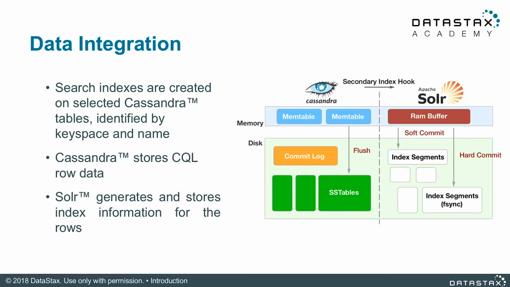Search indexes are created and selected on Cassandra tables, which are identified by key space and name. Index configuration drives what is searchable and how it can be searched and queried. This is highly customizable and able to be modified directly through CQL. Cassandra stores the CQL raw data in the data store, and Solr generates and stores the search index information for those rows. Each DSE node indexes its data and ranges and stores that information locally, which implies replication of the search indexes as well as your store data.